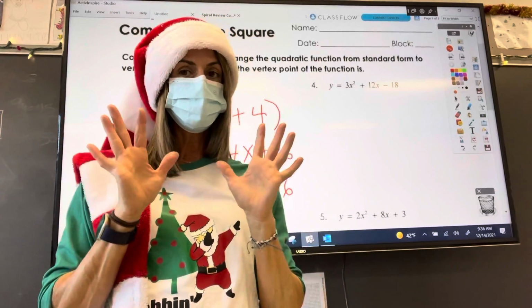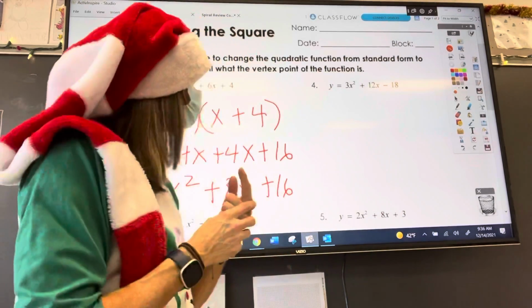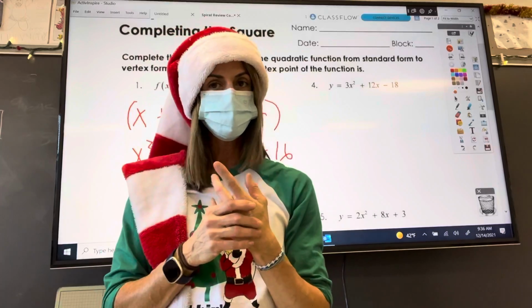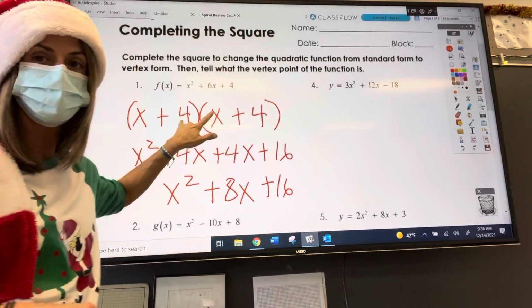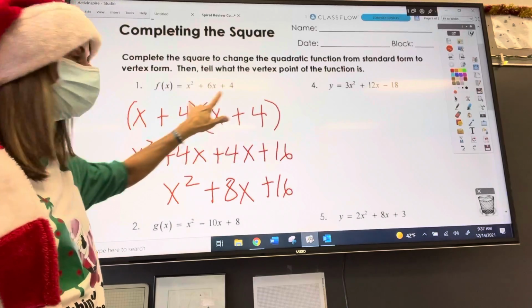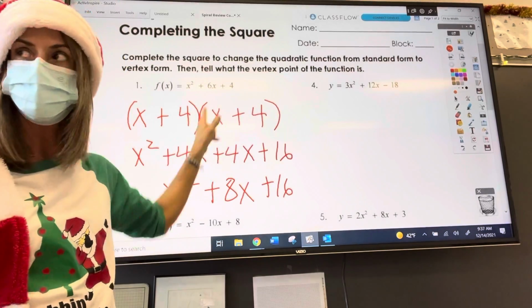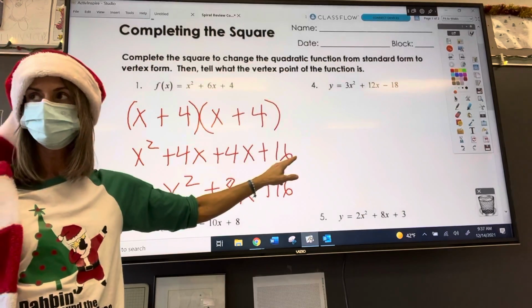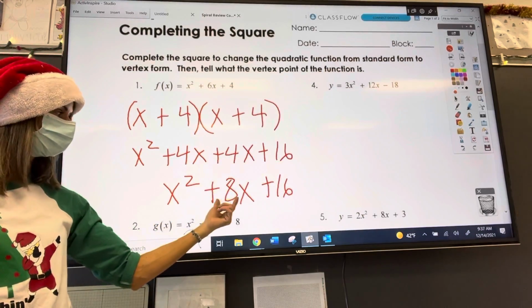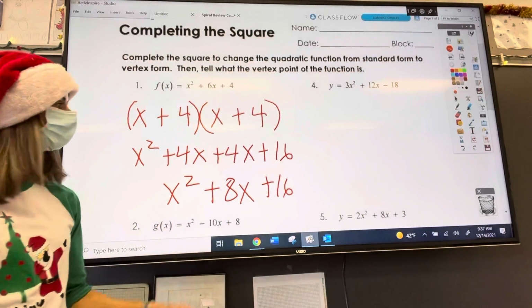I'm also going to attach this worksheet. I'm going to start with kind of an explanation of completing the square first, and then we'll do the first problem. So when you have two binomials that are exactly the same, okay, so x plus 4 times x plus 4, and you FOIL it out, you get x squared plus 4x plus 4x plus 16, and then these two terms are like terms, so that becomes an 8x, okay?